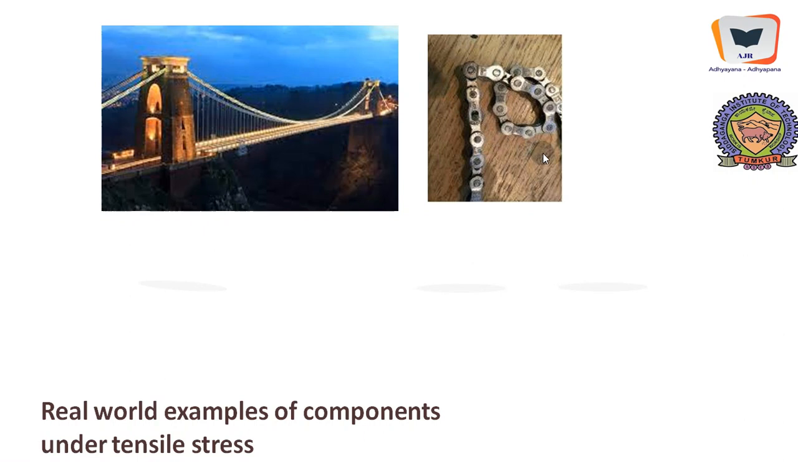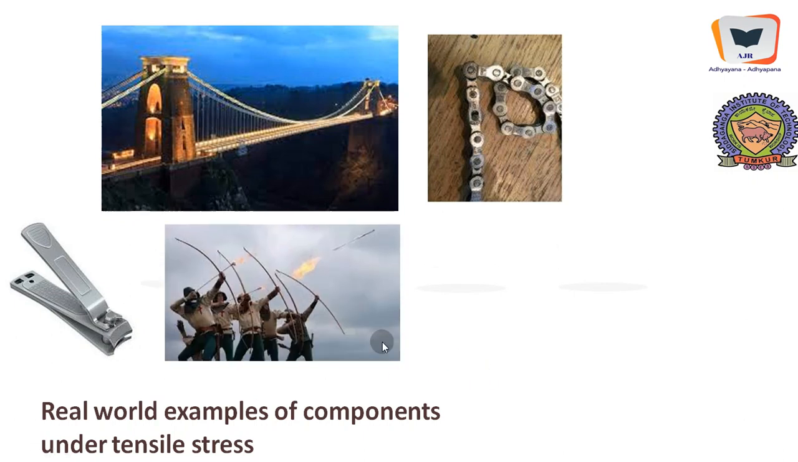And here is the cycle chain or the chain of an automobile. This is also subjected to typical tension. Every joint over here is subjected to typical tension. And the nail cutter: when you press, this particular stud will be raised, and this particular stud will be subjected to tension. And as you could have guessed, this is the bow, and this is the string, and this is an arrow. In order to spring this arrow, you need to stretch this, and the bow as well as the string will be subjected to tension.